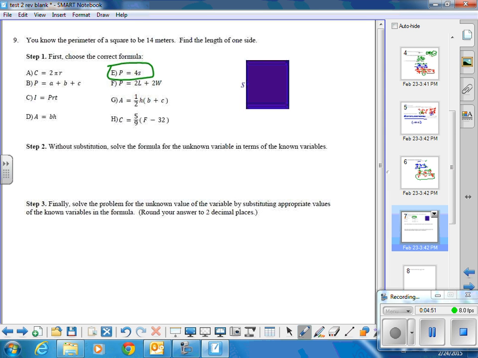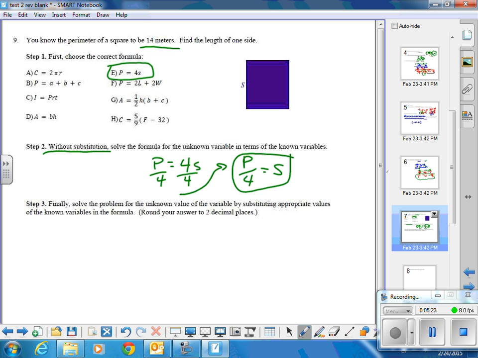The next one says, without substitution, so that's P, solve the formula for the unknown variable in terms of the known variables. They tell us that the perimeter is 14, so I know the perimeter. I just don't know the side. So I have P is equal to 4S. I need to get S by itself. So I'm going to divide by 4. And so I end up with P over 4 is equal to S. That's all they want, okay?